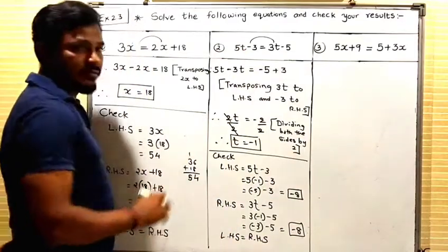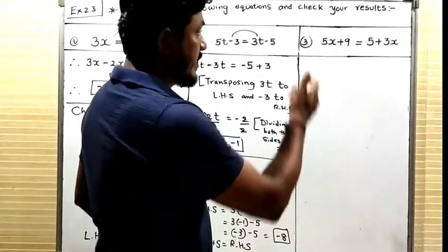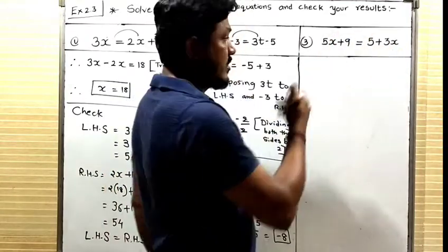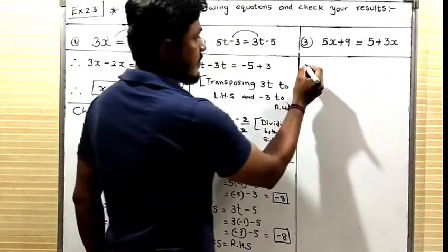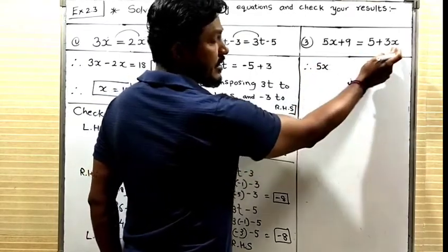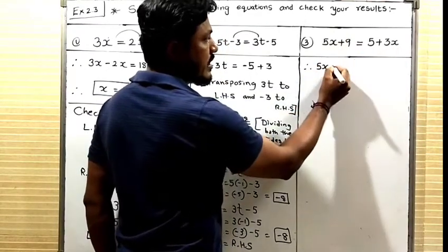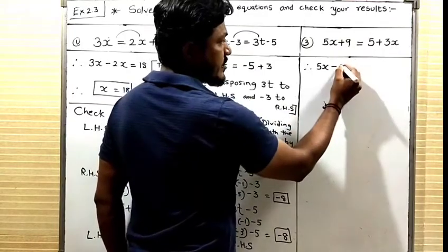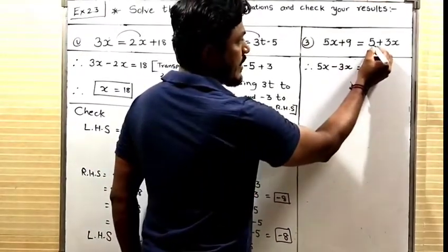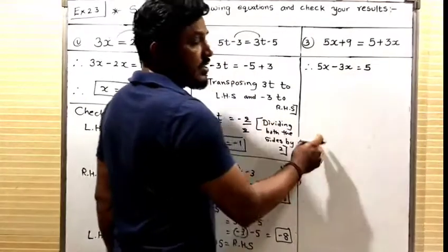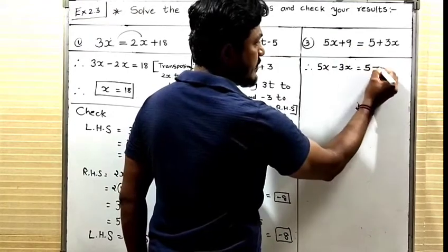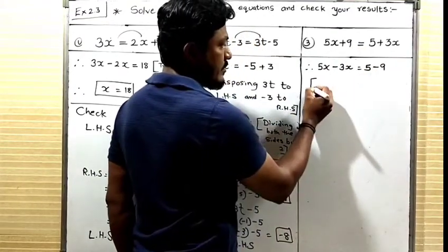Number third, see what is given, 5x plus 9 equals to 5 plus 3x. Now same method, that is 5x, try to bring the smaller value toward the larger. So transpose this 3x toward your left hand side, and whatever value is left, write down as it is, and transpose this 9 toward your right. So this positive will become negative. Write down the step over here.